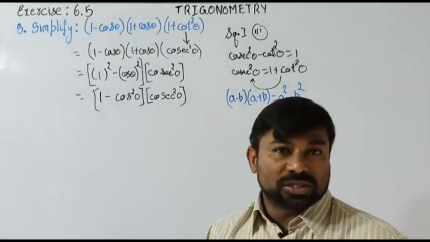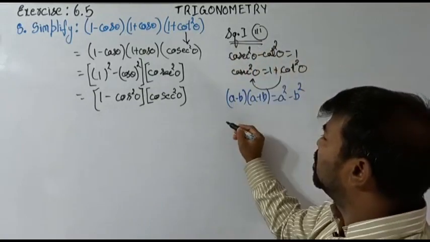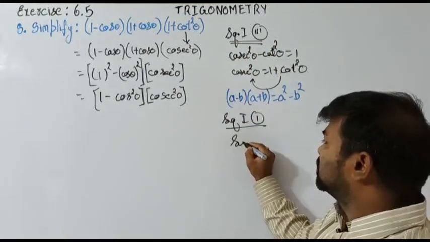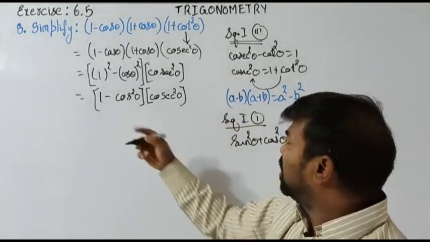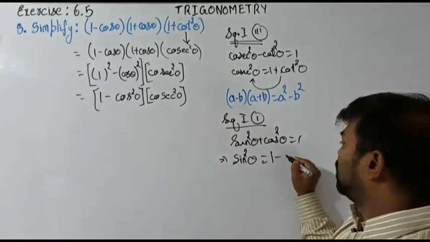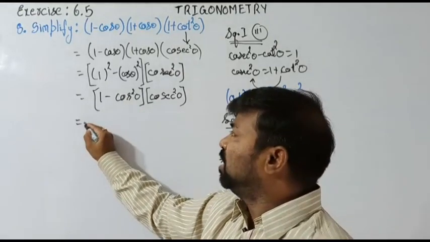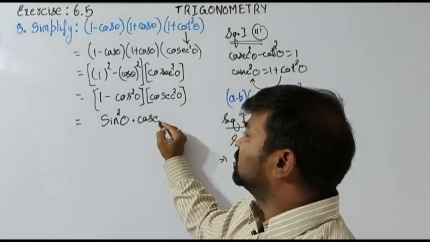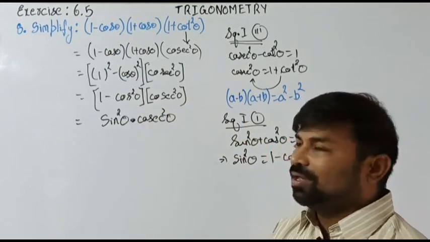Again you are able to see the square there. Just as we used square identity 3 earlier, here we have square identity 1. What's the square identity? Sin square theta plus cos square theta is equal to 1, which implies sin square theta is equal to 1 minus cos square theta. Wherever you find 1 minus cos square theta, you write it down as sin square theta. And here we have cosecant square theta.